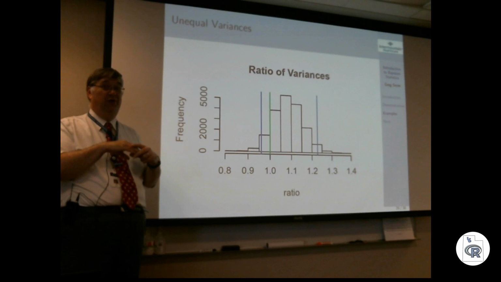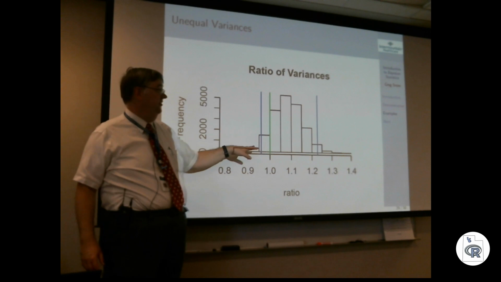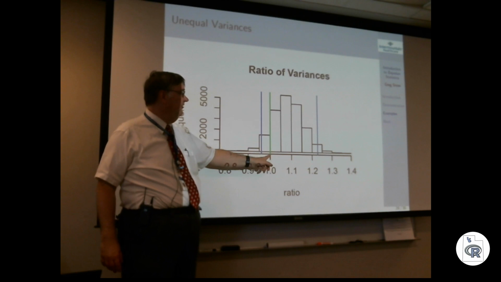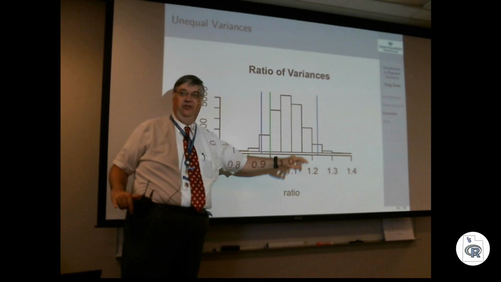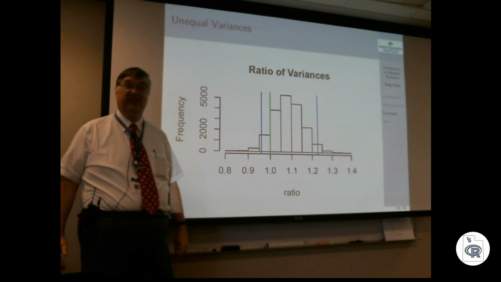So here, I took those standard deviation estimates, squared them to make them variance estimates, took the ratio of those, and this is the histogram of those draws from the posterior of the ratio of the variances. The green line's at 1, and the central 95% is between the two blue lines. And so we could say that, and I did variance of males over variance of females, it looks like probably the variance of the males is a little bit bigger than that of the females.